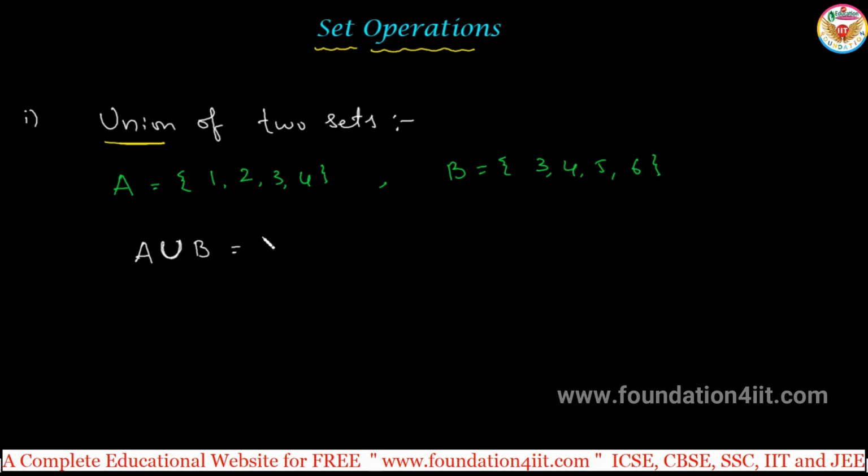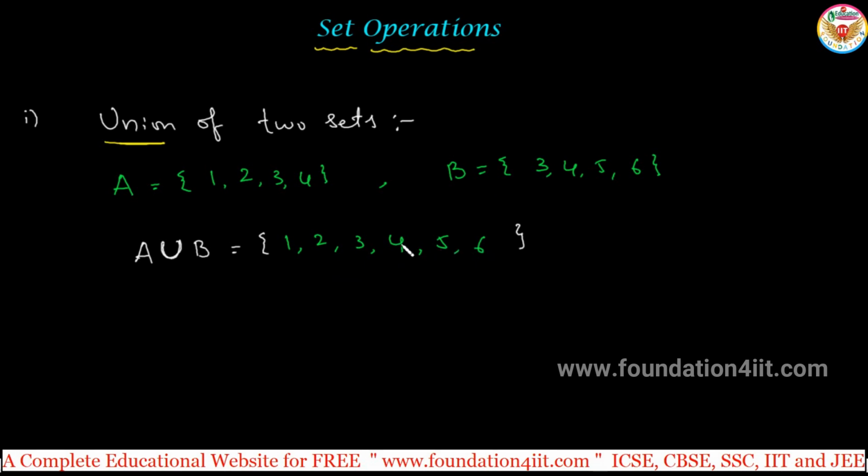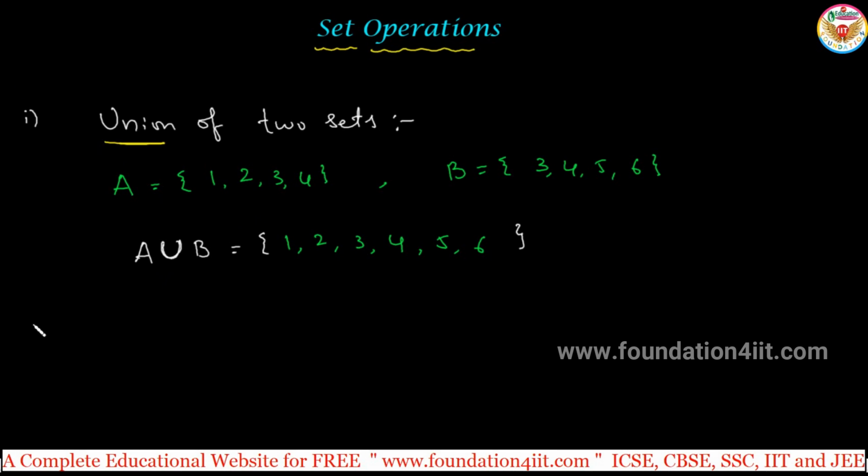A union B is nothing but set A and set B elements combined, and we should write them without repeating. That means 1, 2, 3, 4. 3, 4 is there, don't write again. 5 and 6. So the union of two sets A and B consists of all the elements which belong to either set A or set B or both the sets. Okay, this is the union of two sets. Next, the second one, intersection.